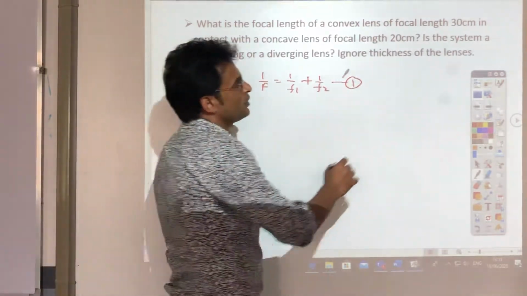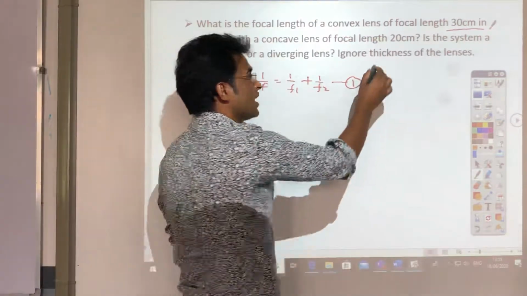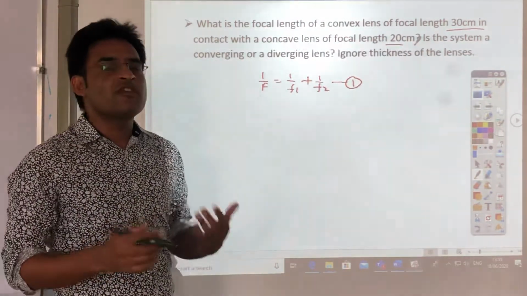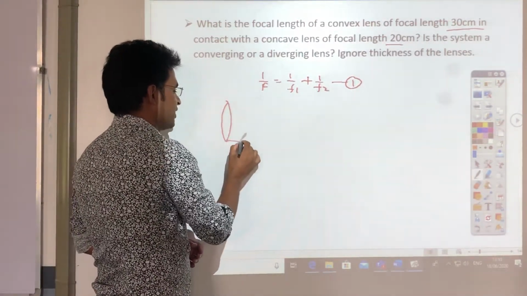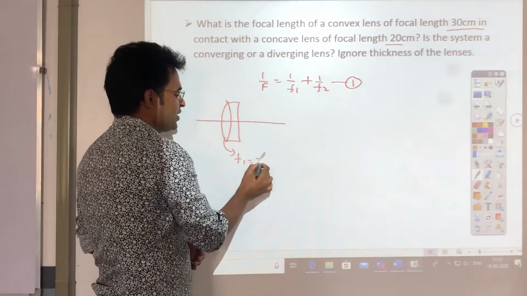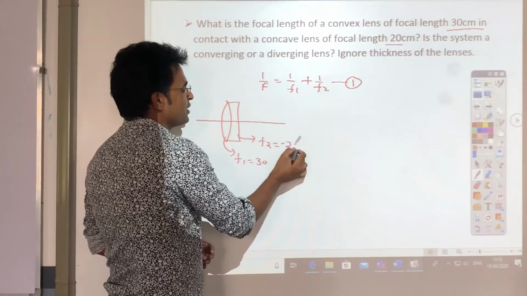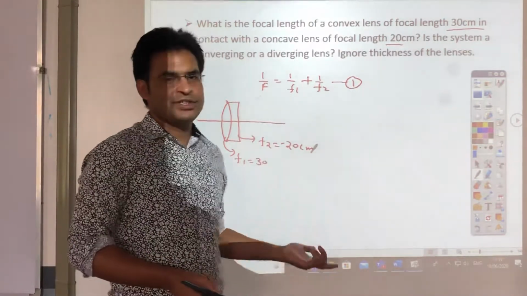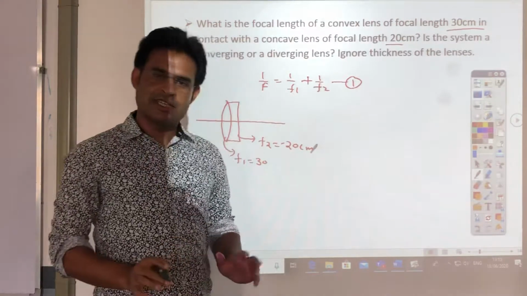If you read this complete question, there are two lenses. One lens focal length is 30 and the second lens focal length is 20. They are asking what will be the net focal length of that combination. Means one lens is convex, and the second one is concave. Focal length of this lens f1 is 30 centimeter, and focal length of this one should be minus 20 centimeter. Why should this be minus 20 centimeter? Because it's a concave lens and the second one is a convex lens. We know concave lens focal length is negative and convex lens focal length will be positive.